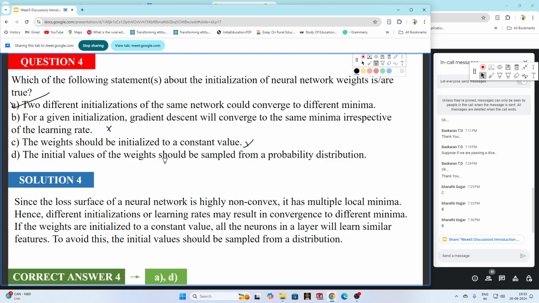The initial values of the weights should be sampled from a probability distribution. That means the initial values of the weights should be randomly chosen from a probability distribution. So option D is also right. So A and D are the correct answers. So this is all about question 4.